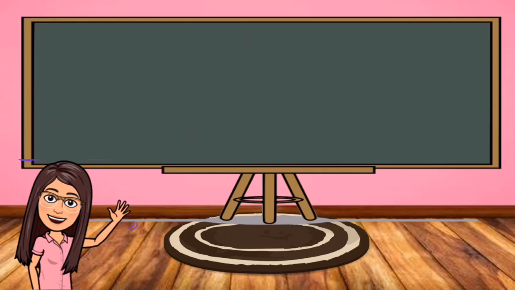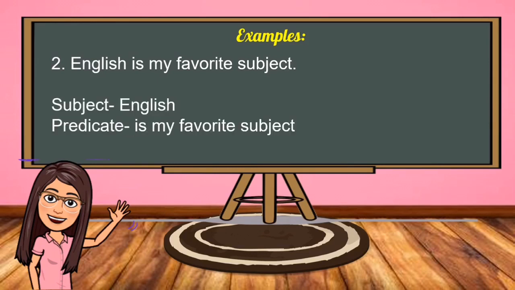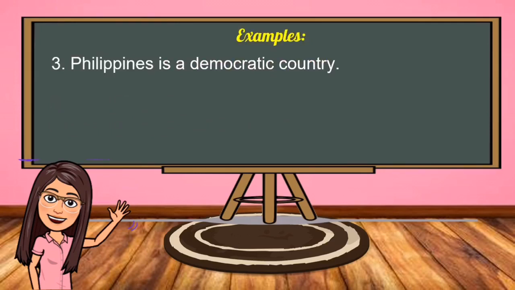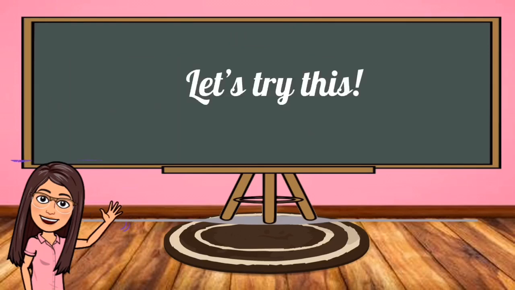Next example, English is my favorite subject. Your subject is English, and the predicate in this sentence is my favorite subject. And for the last example, Philippines is a democratic country. Your subject is Philippines, and your predicate is a democratic country. Now that is all for clauses, phrases, and sentences. Are you ready for an activity? Let's try this one. I know we can do this.